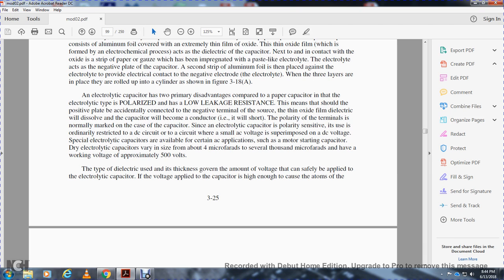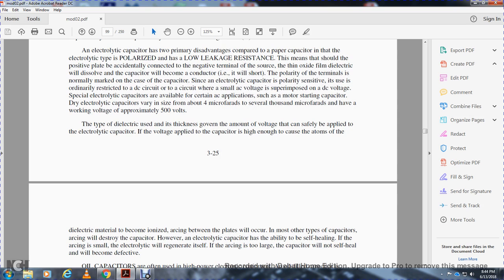They are usually restricted to DC circuits, or to circuits of small AC voltage where you get a superimposed DC voltage. Special electrolytic capacitors are available for certain AC applications, such as motor starting capacitors. Electrolytic capacitors of various sizes, from about 4 microfarads to some thousands of microfarads, have working voltages of approximately 500 volts.